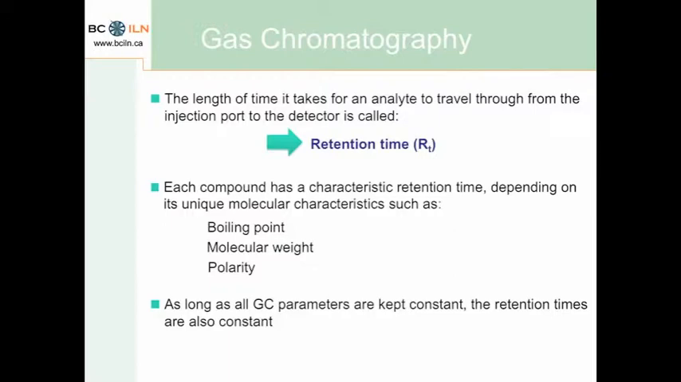As long as all the GC parameters are kept constant between runs, such as the flow rate of the mobile phase, the oven temperature, and the stationary phase material, the retention times for a specific compound are going to be constant. This allows for the identification of specific compounds, and the comparison of retention times is what gives GC its analytical usefulness.